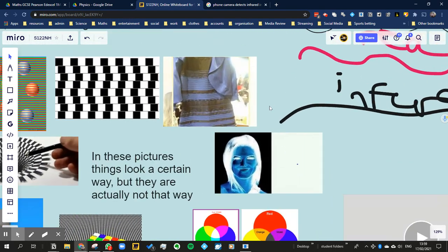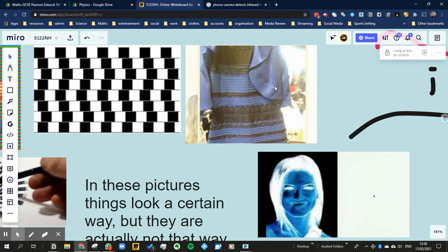Now let's have a look at this one here. This is another illusion, a famous illusion. It wasn't a deliberate illusion actually. I believe the story behind this is that somebody was just trying to sell a dress, and they posted the dress somewhere for somebody to buy. But the problem was that it was advertised in a particular colour, and there were all these other people saying, "Why are you advertising it as this particular colour when it's clearly not that colour?"